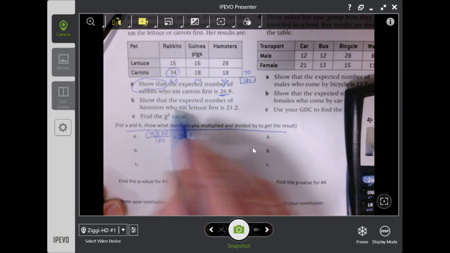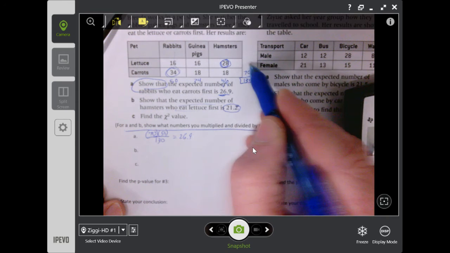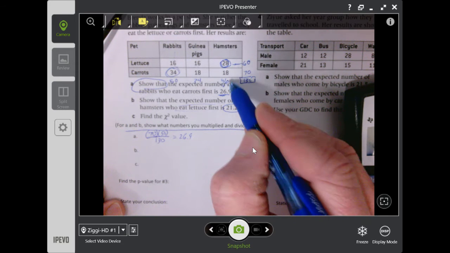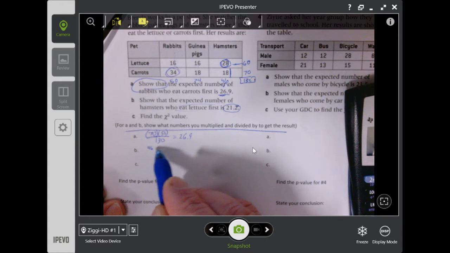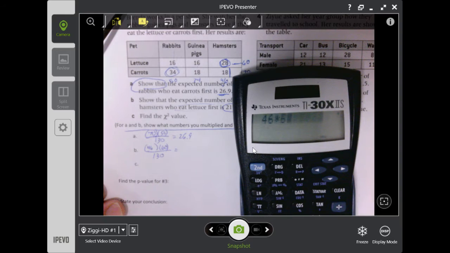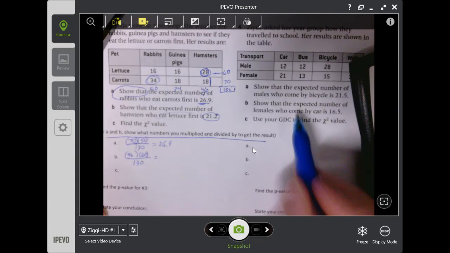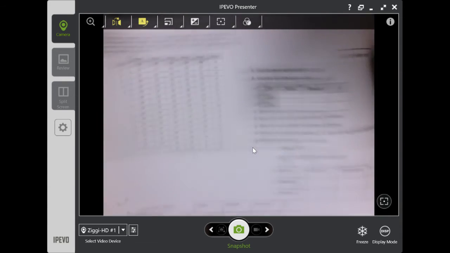Show that the expected number of hamsters who eat lettuce is 21.2. So hamsters and lettuce is right here. I need to take the row total and the column total, so 46 times 60 divided by 130, which is 21.2. So you're verifying, and it's the same thing over here. You just have to get your totals if you want to verify. The other ones on the front page you should be able to check with the answer key.